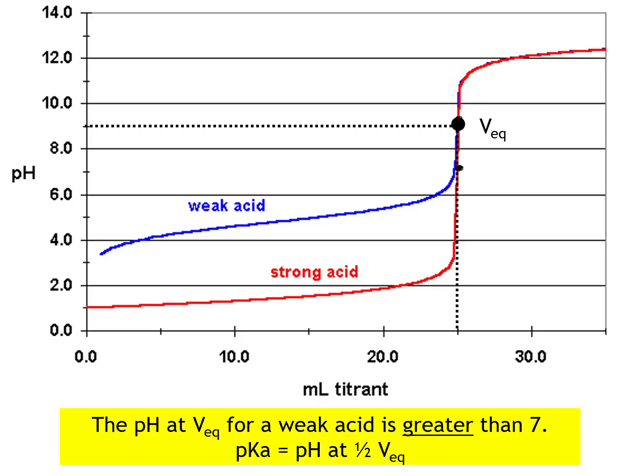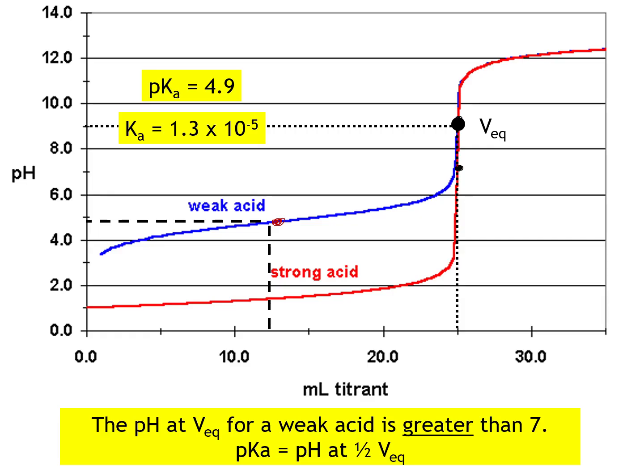The other part, and this is extra information that you can extract from it, is that if you go to 1/2 that equivalence volume, I've got to change my color back. It's 25, so that means it's going to be 12.5, which is right about there. Then we find the pH at that point, and that pH is actually equal to the pKa of that acid.